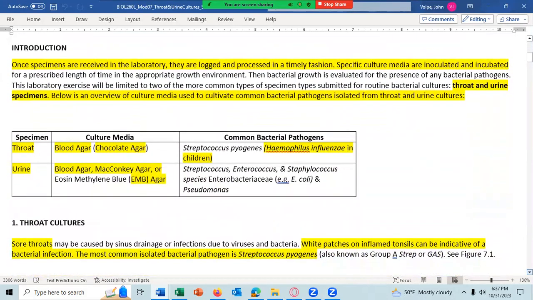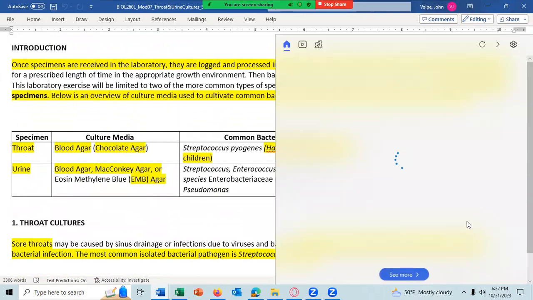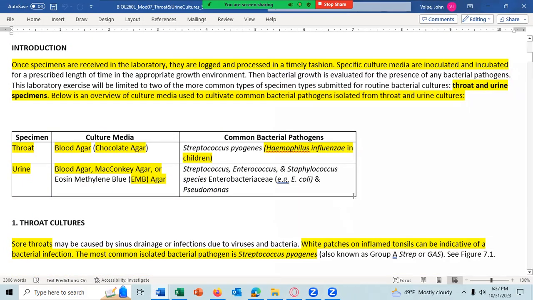So once specimens are received by a lab, they're logged and processed in a timely fashion. Specific culture media are inoculated and incubated depending on what the clinical specimen is. We're going to talk about throat and urine specimens, and below is an overview. We're going to talk about the culture media used to cultivate common bacterial pathogens isolated from throat and urine cultures.